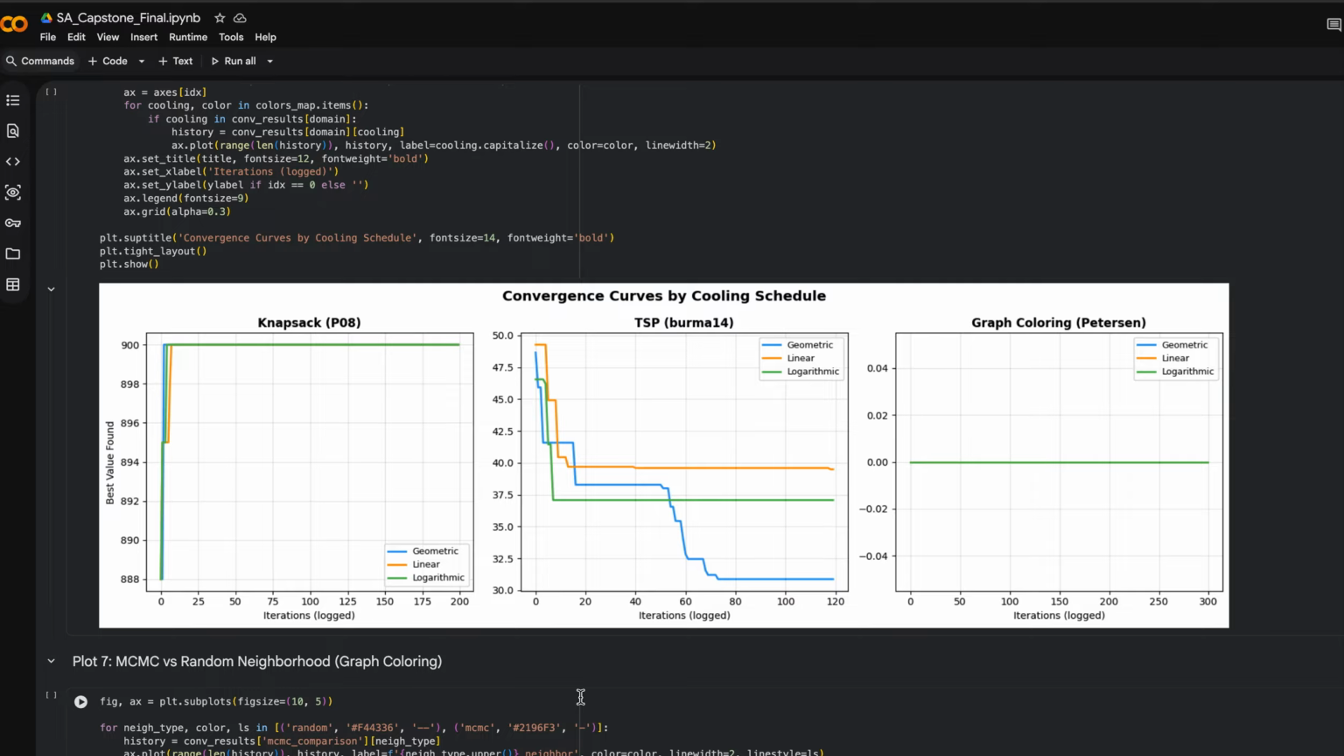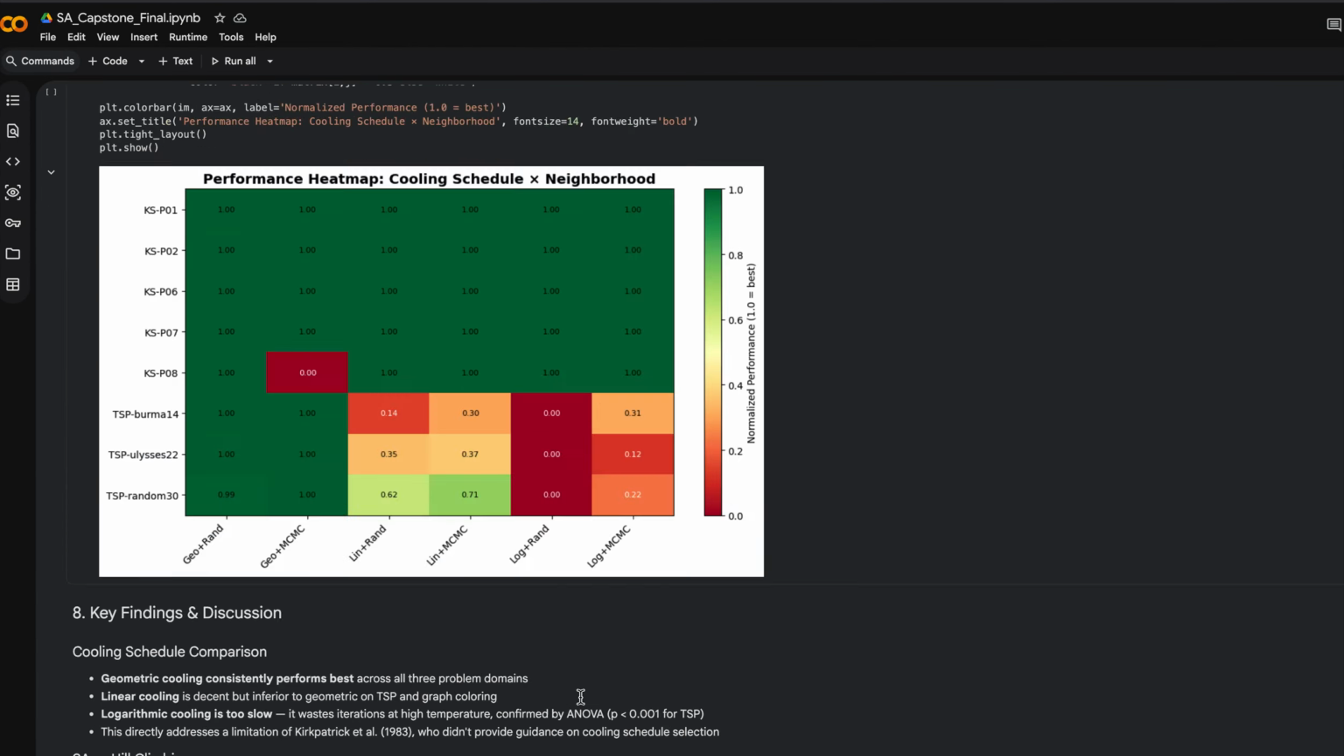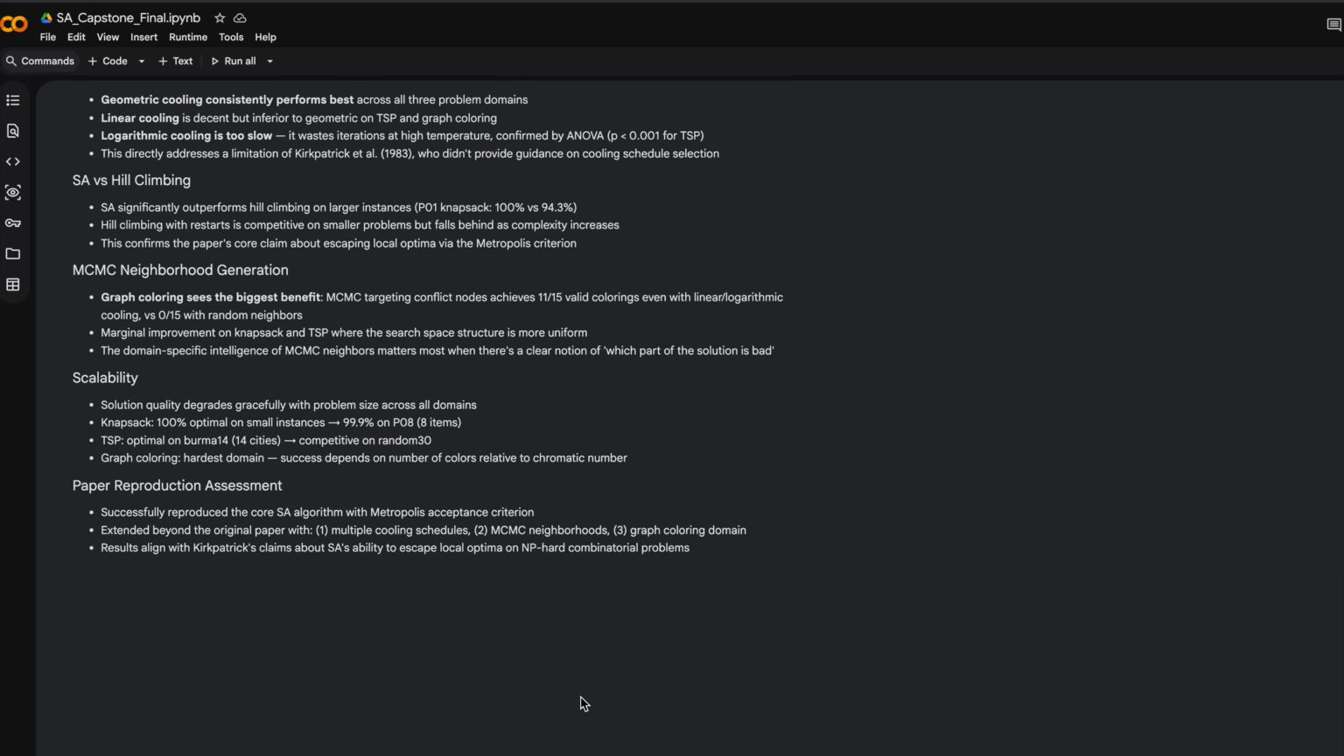To wrap up, three findings. Geometric cooling wins everywhere, which fills a gap in the original paper. SA beats hill climbing on hard instances through the Metropolis criterion. And neighborhood design can be the difference between 0 and 11 out of 15. The paper undersells how important the choice is.